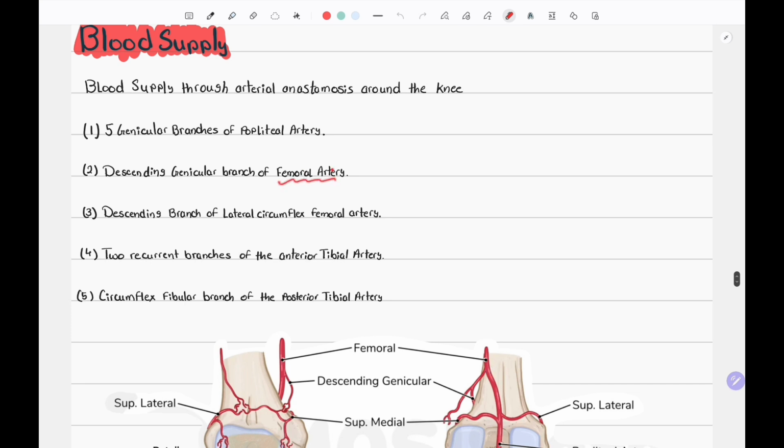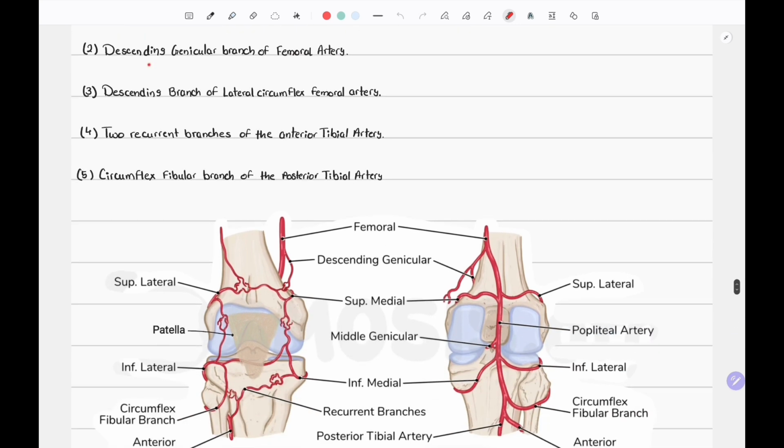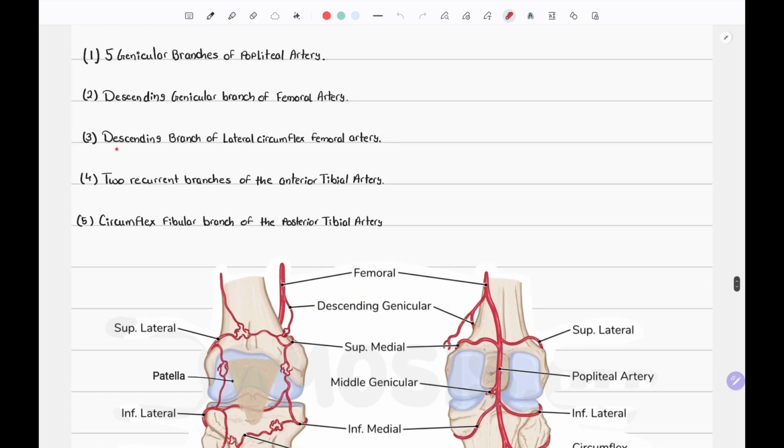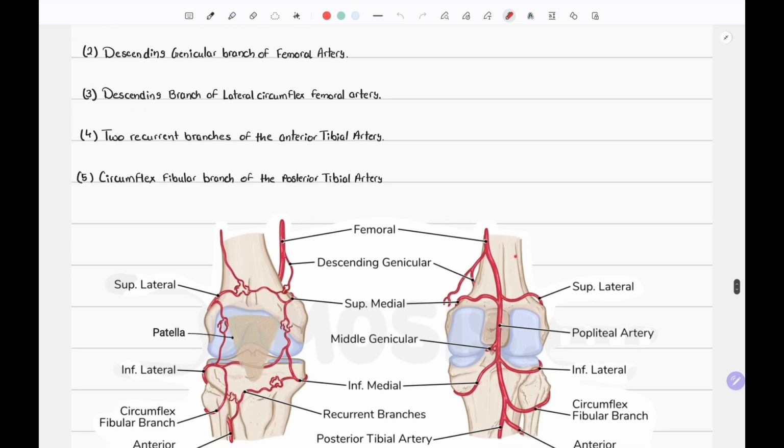So the second artery is the femoral artery, descending genicular branch. Genicular again means related to the knee. So the femoral artery gives the descending genicular branch. So this is the femoral artery. It gives this branch, that is the descending genicular branch of the femoral artery. Thirdly, descending branch of lateral circumflex femoral artery. Here in this diagram the lateral circumflex femoral artery is not shown. So somewhat like this is the lateral circumflex femoral artery, and it gives a branch called the descending branch of the lateral circumflex femoral artery.